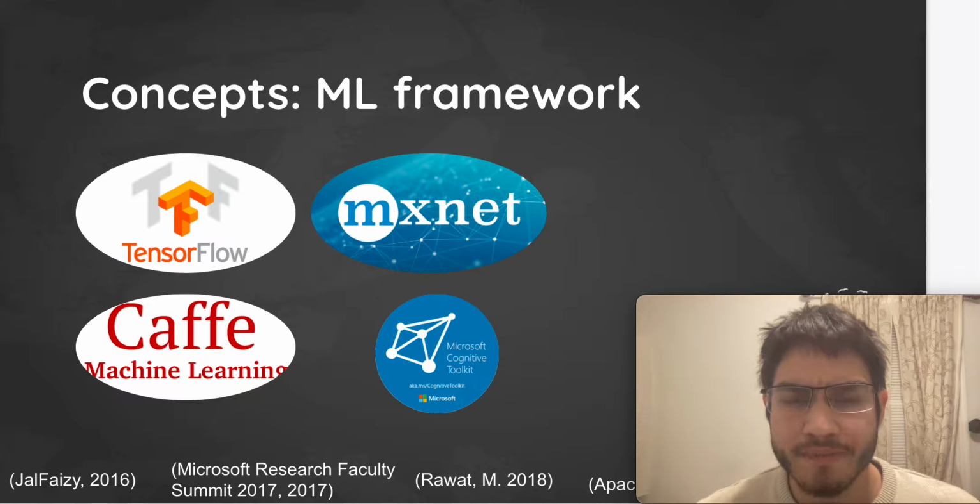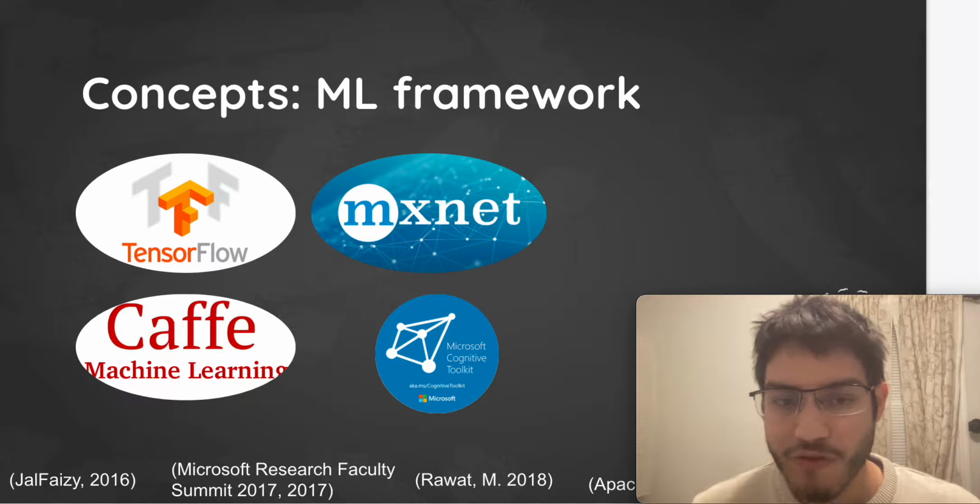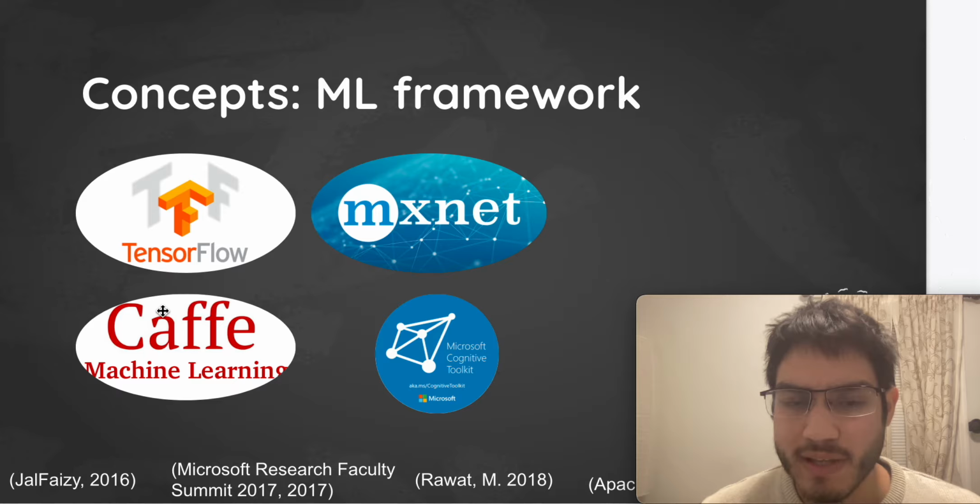We have also the definition of ML framework. Basically, an ML framework enables developers to select pre-built models and optimize components, which usually helps in the model building. This paper in particular is focused on 4 frameworks, and these are displayed in this slide, where we can see TensorFlow, Caffe, MXNet, and Microsoft Cognitive Toolkit.